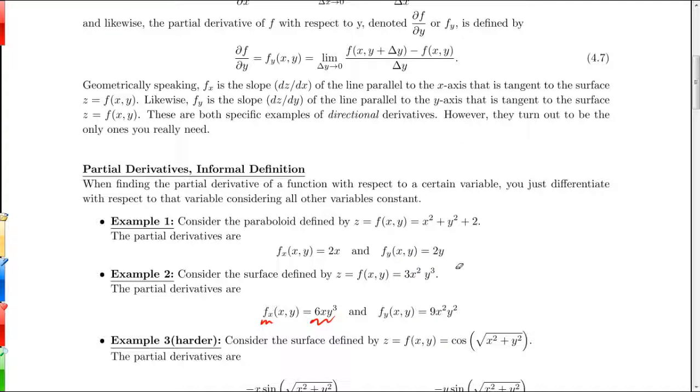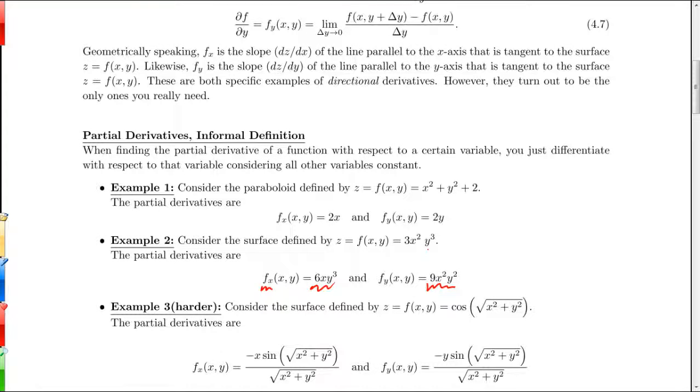But with respect to y, this is all now one constant. The 3 comes out, and I get a square there, so it's 9x squared y squared. Right? Just like we have there. Right, so notice that the partials are not the same by any means.